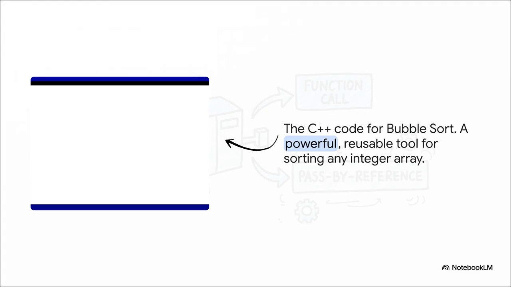And here's what that logic looks like as C++ code. Don't worry too much about the exact lines here. What's important is that we've now built a reusable tool. This function is a self-contained sorting machine that we can point at any integer array we want, just by passing that array to it.